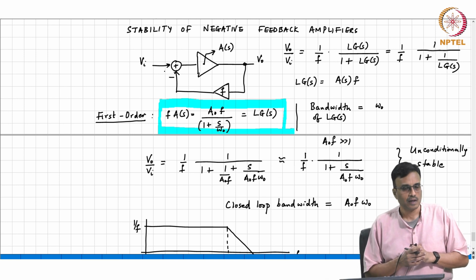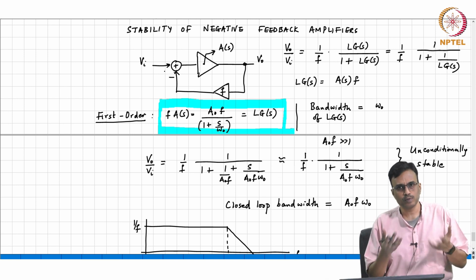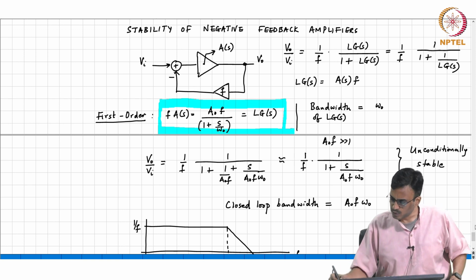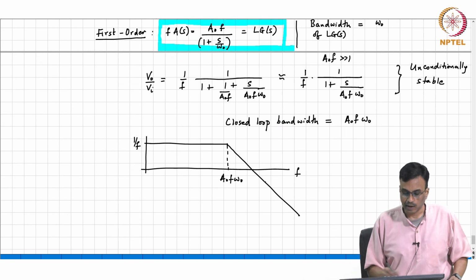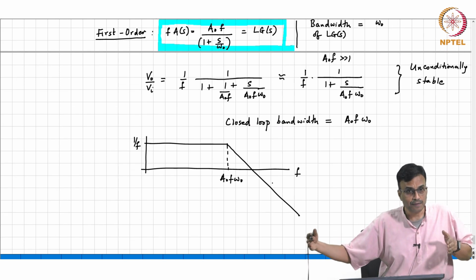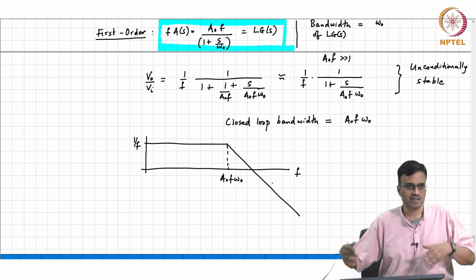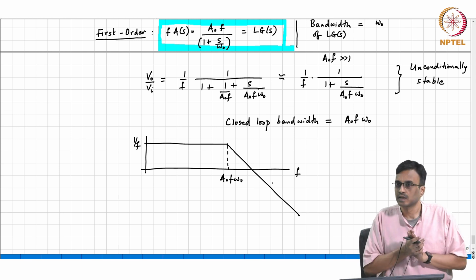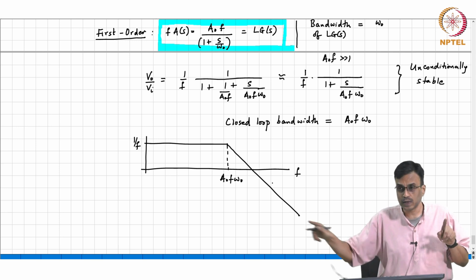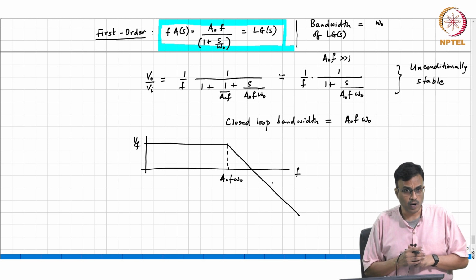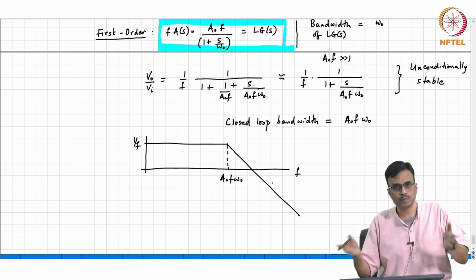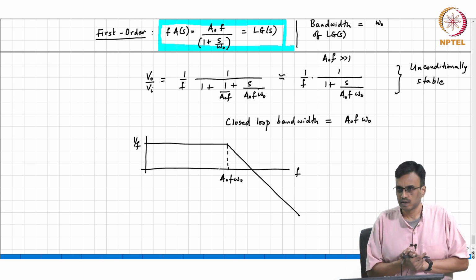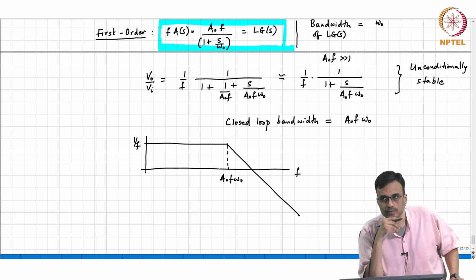right? And you would think that the feedback loop has stopped becoming effective beyond omega naught, right? However, as we see, the closed loop bandwidth is A naught F times omega naught, correct, which is telling us that no, the feedback loop is still effective at frequencies much larger than omega naught, and it only stops becoming effective around frequencies A naught F omega naught. So intuitively, why does this make sense?